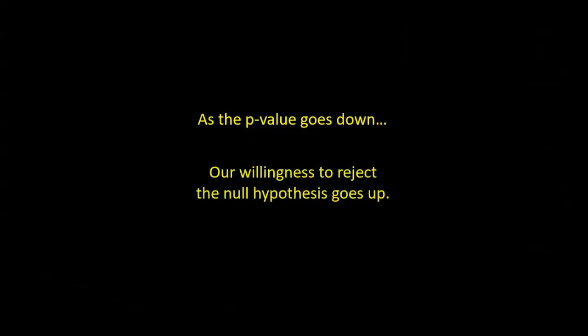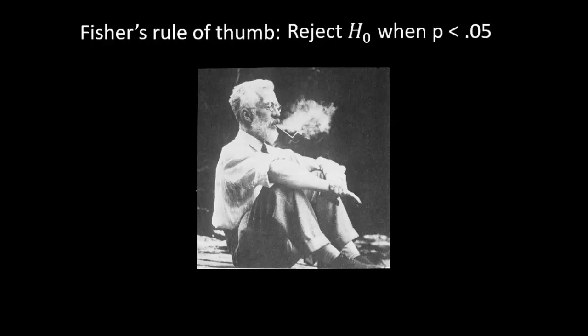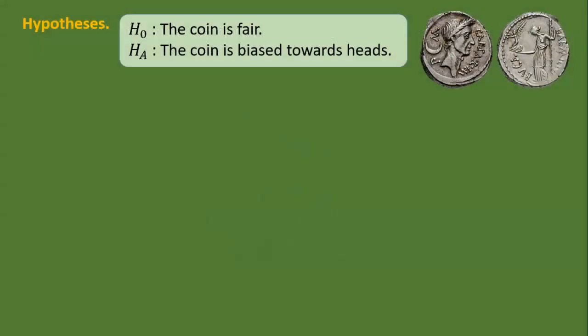The ideas of hypothesis testing were introduced by Ronald Fisher, one of the founding fathers of statistics. Fisher suggested the following rule of thumb. Reject the null hypothesis when p is less than 0.05. It is worth noting that Fisher did not intend this rule of thumb as gospel, but many have taken it as such. At any rate, this is, for better or for worse, a common convention in many fields that make use of inferential statistics.